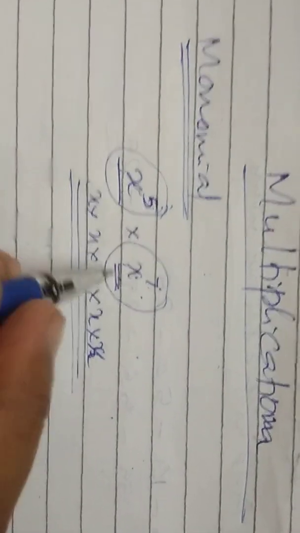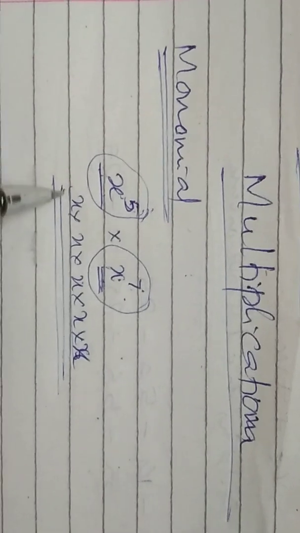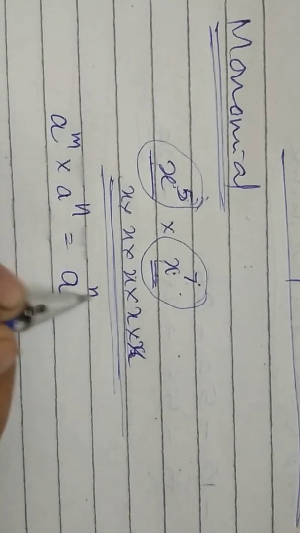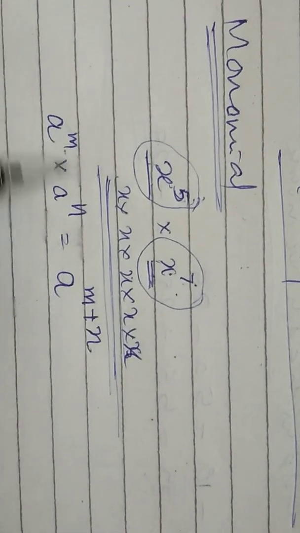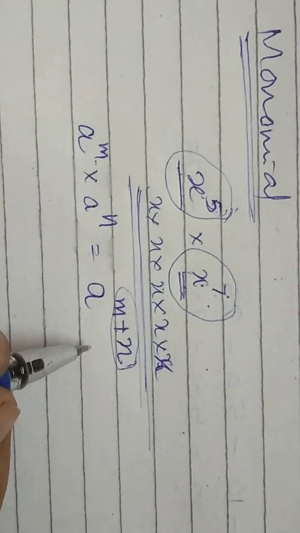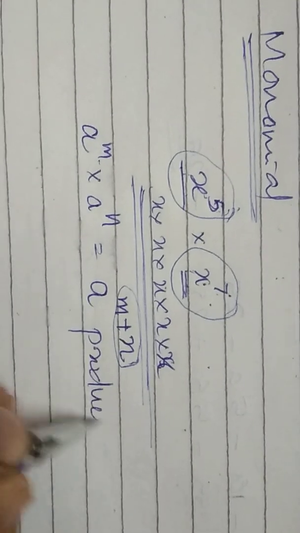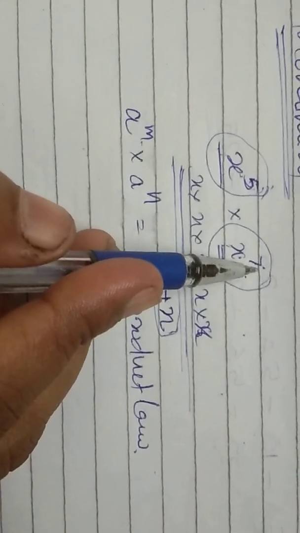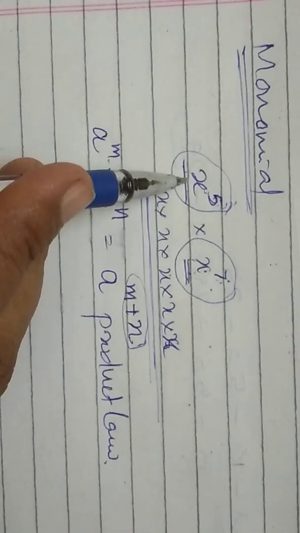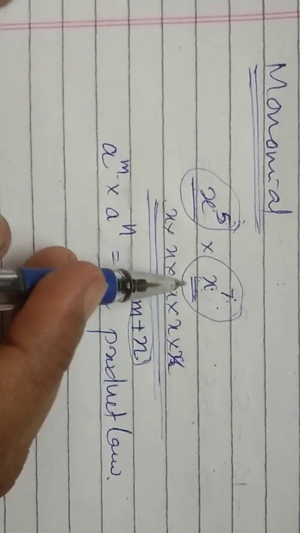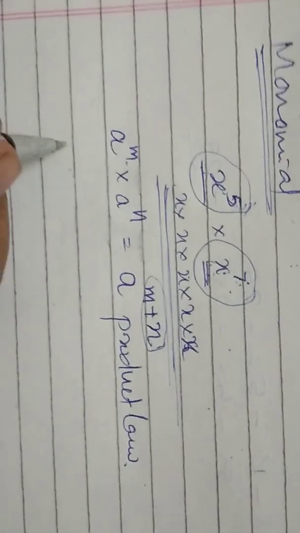When we multiply, there is a shortcut. There is no need to expand all of this. The shortcut is a raised to m into a raised to n, we can write as a raised to m plus n. We just add the powers and we get the answer. This is known as the product law. Product law is just to add the powers together when we multiply algebraic expressions. Look here, I will show an example.